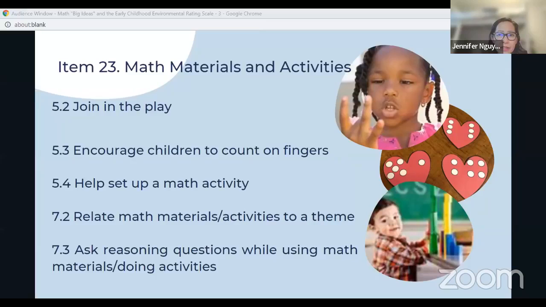Do you remember my slide with the heart and subitizing? So that's 7.2, relate math materials and activities to a theme, or if you're not a theme program, whatever the children are interested in at that time. So if they're really interested in dinosaurs or growing their beans, then you can relate a math activity to the theme or the interest. And last, 7.3, ask reasoning questions while using math materials or doing math activities.